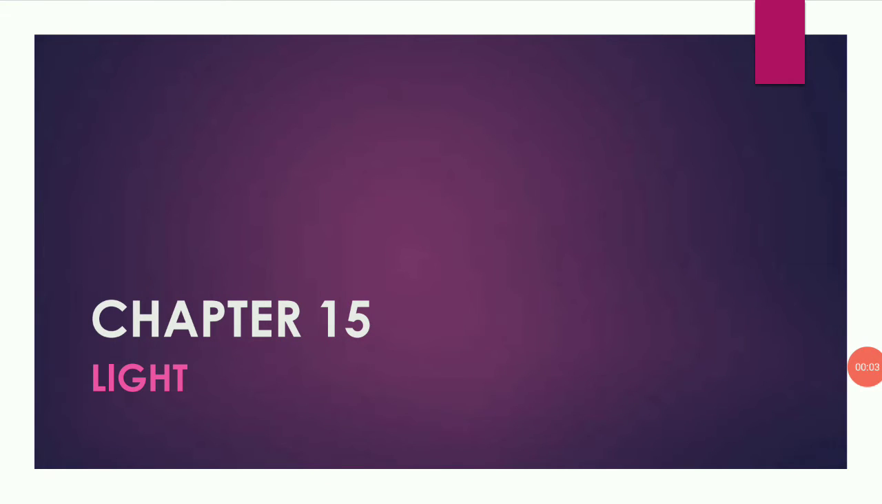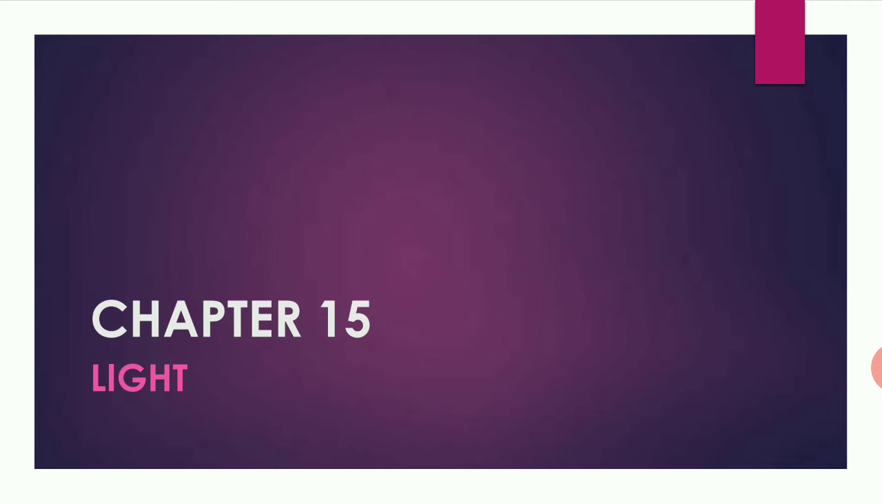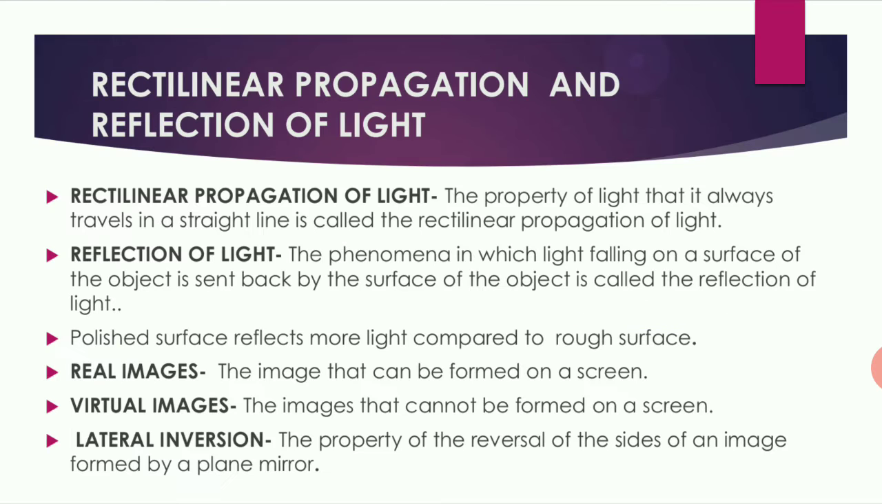Hello students, we are going to start chapter 15, light. In this chapter we are going to learn the rectilinear propagation of light, reflection of light, images, spherical images, lenses and dispersion of light. These are the topics which we are going to do. So first we are going to see what is rectilinear propagation of light and reflection of light.